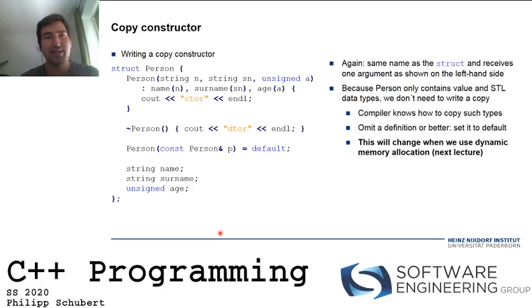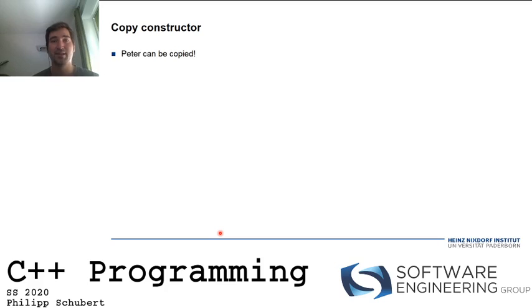However, that will change next lecture, when you have to use dynamic memory allocation and you need to handle dynamic memory on your own. You cannot just set it to default, because then it will produce a wrong result, or some behavior that you do not desire. So we need to define a custom copy constructor in the next lecture when we are dealing with dynamic memory allocation. For now, it's okay if we just default those things.